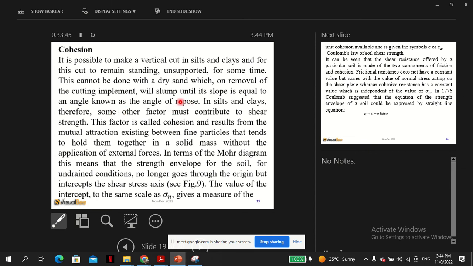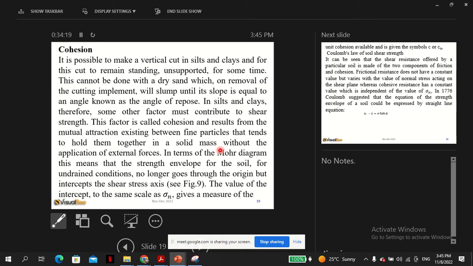This cannot be done with dry sand, which on removal of the cutting implement will slump until its slope is equal to the angle of repose. In silts and clays, therefore, some other factor must contribute to shear strength. This factor is called cohesion. The fact that it can stand without any support, without collapsing, whereas sand cannot stand but will collapse and form the angle of repose.